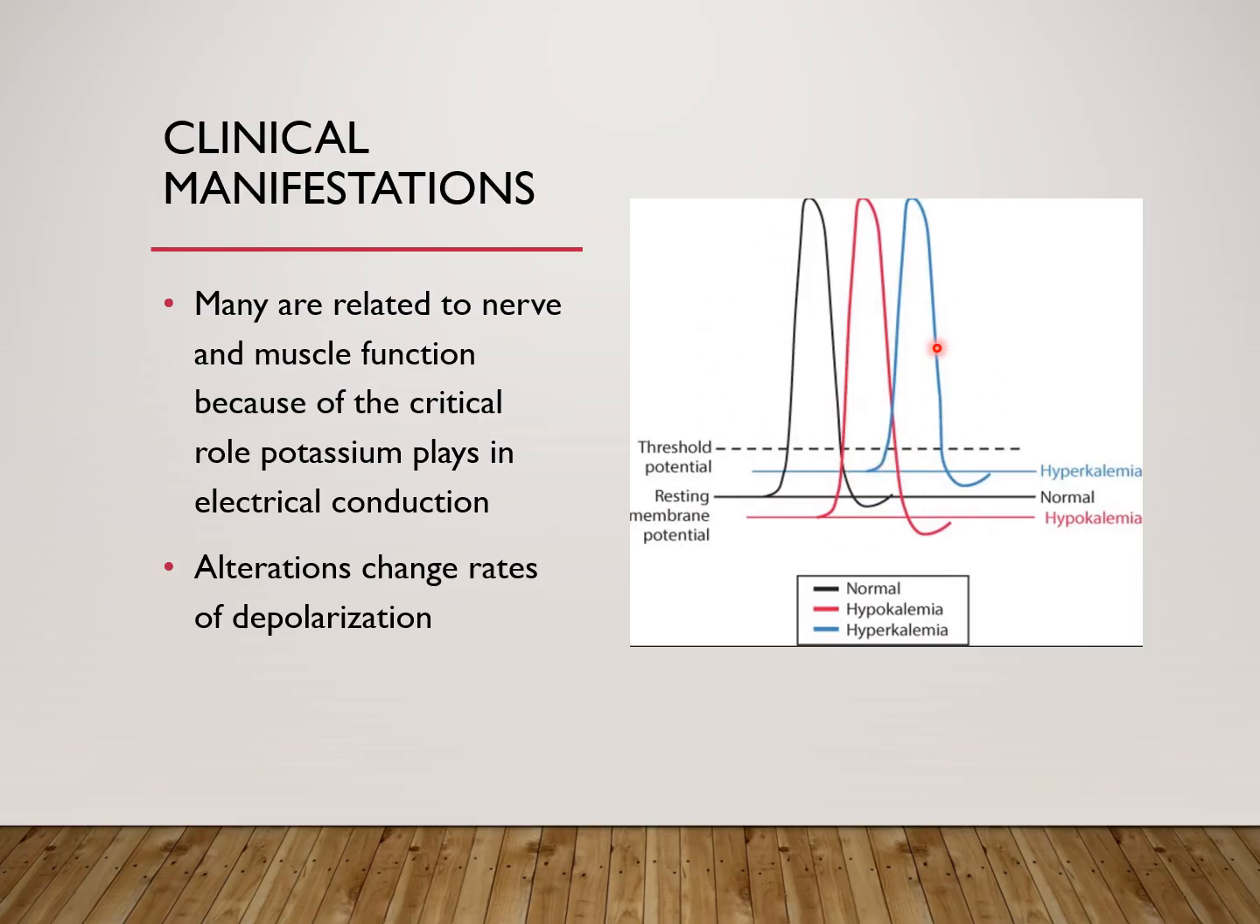So this is an important thing to understand, to understand what's happening at that electrical level. So the rate of repolarization really varies with plasma potassium levels. It's more rapid in hyperkalemia and delayed in hypokalemia. Okay.